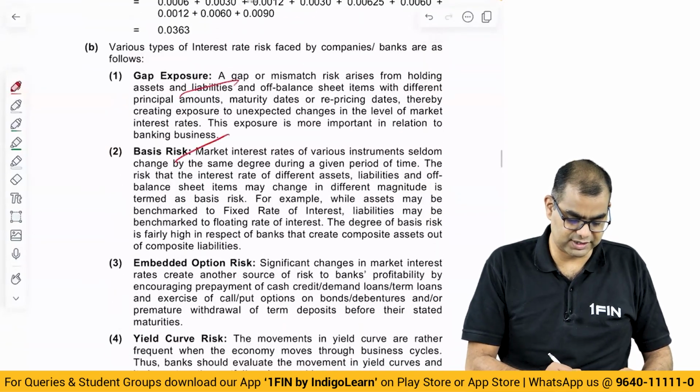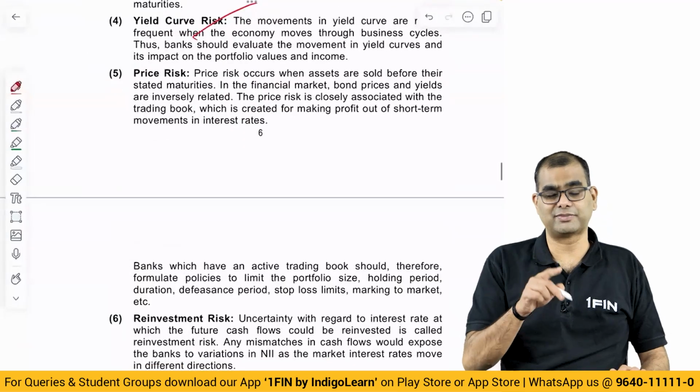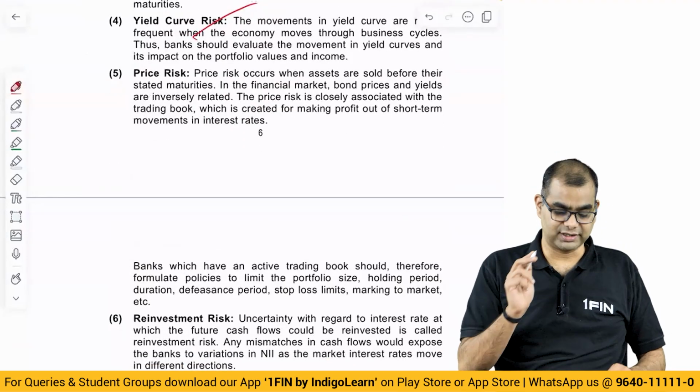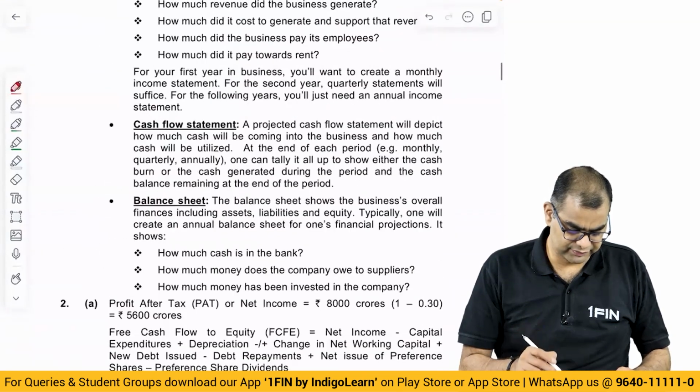Gap exposure, basis risk, embedded option, this is interest rate risk, yield curve risk and reinvestment risk. I explained this in the last day revision for the interest rate risk management chapter also. That particular PDF is also available, right? Anything else, I think we have done everything.